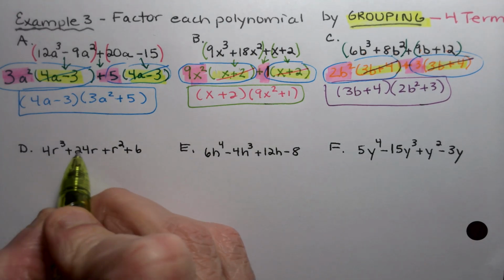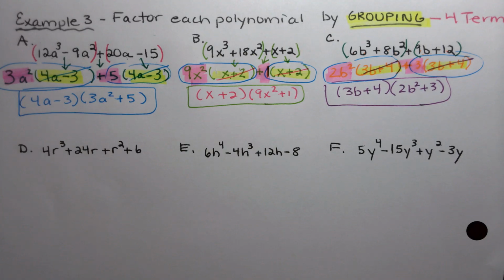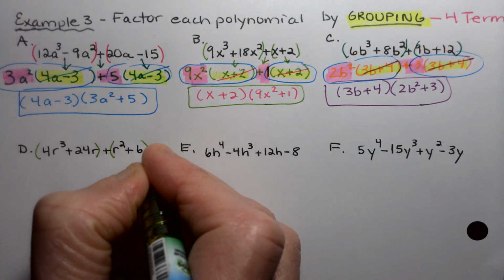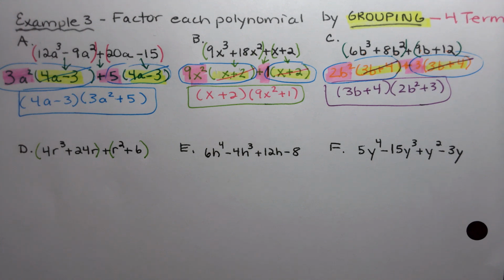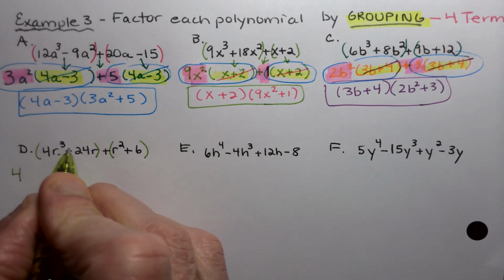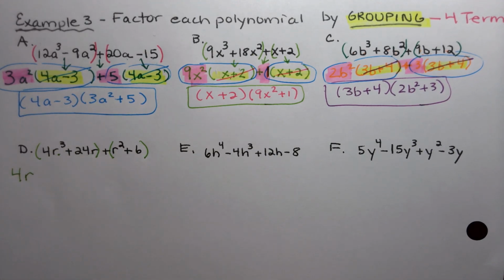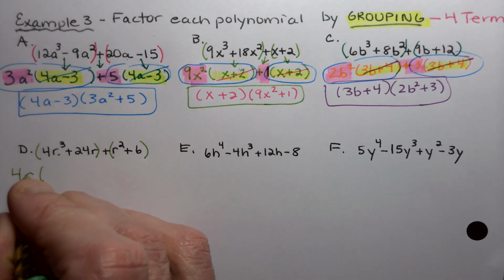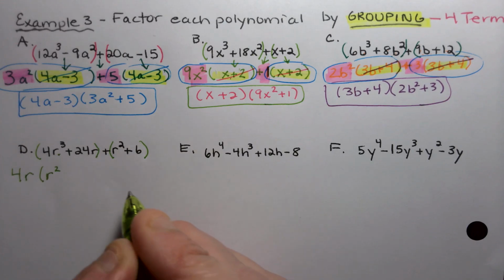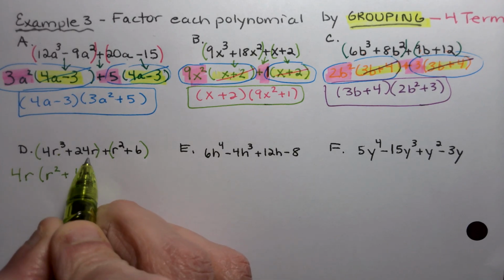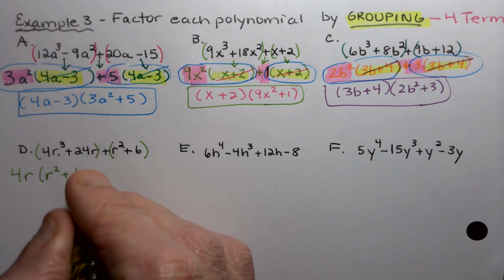First step, 1, 2, 3, 4 terms. Factor, or I mean group, with parentheses. Here they are. Next step, GCF this. We can take out a 4 and an r to the third and an r. We can take out 1 r. 4 divided by 4 is 1, and r to the third, one of them came out, so I still have r squared on the inside. Plus 24 divided by 4 is 6, and the r went out front, so we're done.